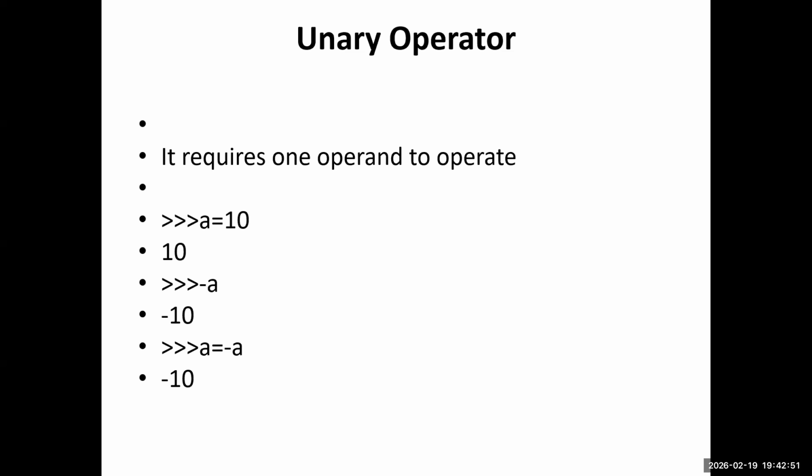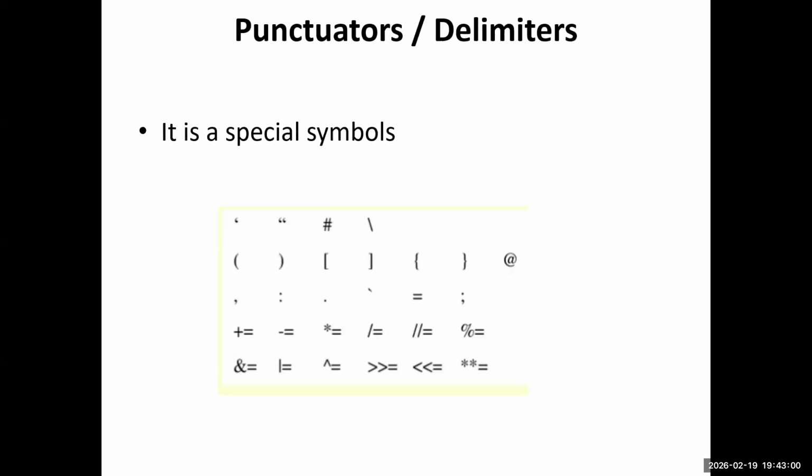After that, it will be assigned into the same variable. Okay, the expression is referred like that. So that is nothing but what we call a unary operator. Then the last operator is the punctuator and delimiter. So all these operators can be used in Python.